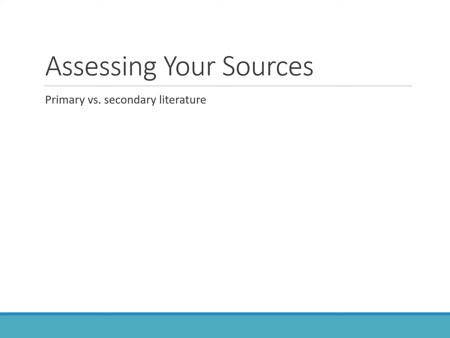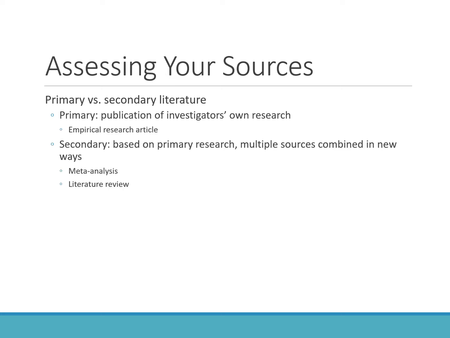Okay, another important difference is primary versus secondary literature. When we're talking about primary research, we're talking about publication of an investigator or researcher's own research. Normally this is an empirical research article where a scientist has designed a study, collected the data, run the analyses, and is describing the data that they collected. In contrast, secondary sources are based on primary research, and they're describing multiple sources that are combined in new ways.